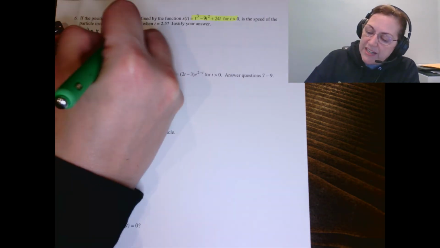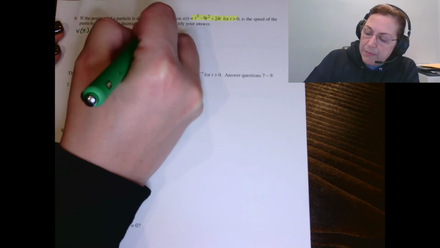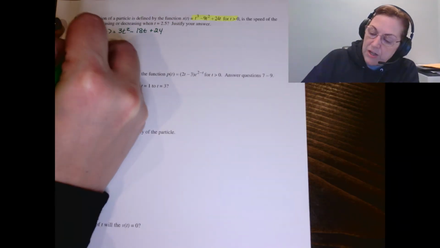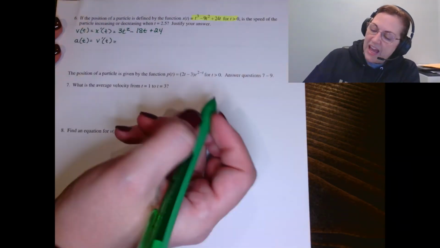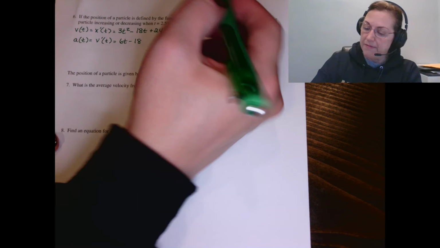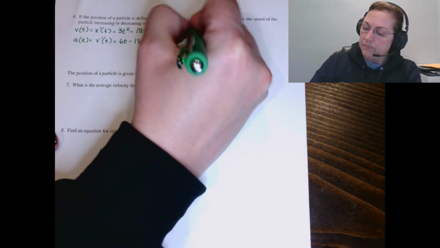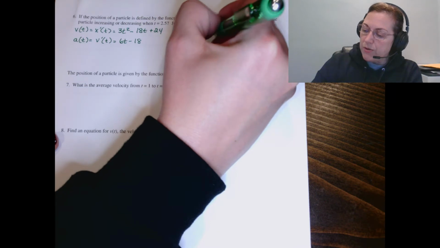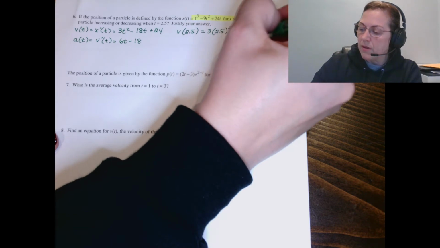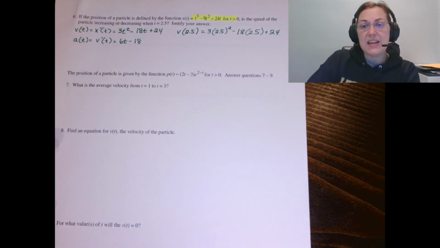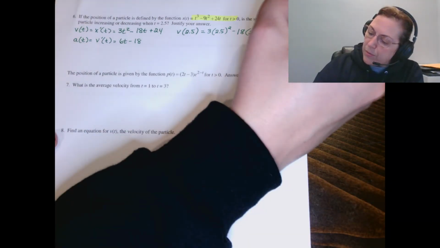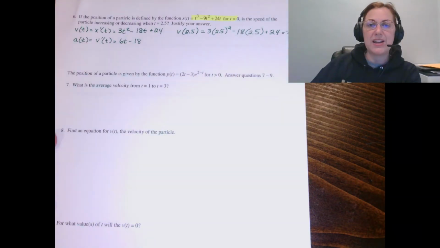So we get 3t squared minus 18t plus 24. And we can find the acceleration, which would be the derivative of the velocity, and that would be 6t minus 18. Now we want these at 2.5. Now be sure and use your calculator because you're squaring a decimal. And I'm going to let you put that in your calculator. Let's see, what value did I get? Let's see, I got negative 2.25. Again, I'll let you put that in your calculator.